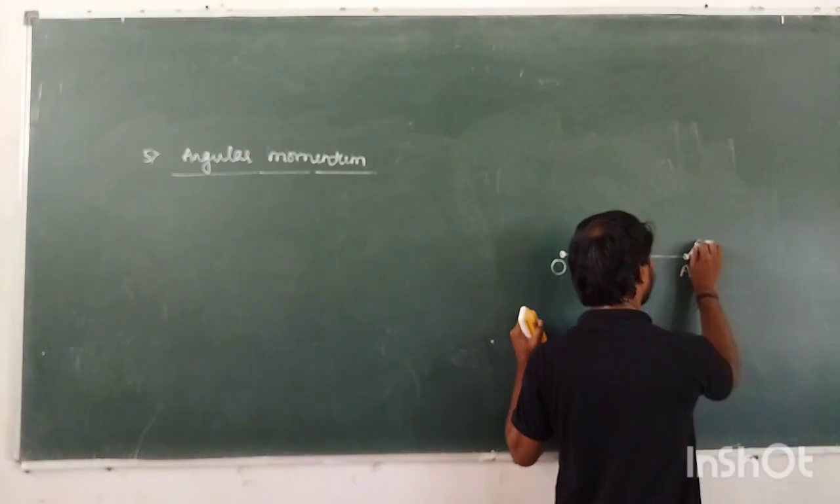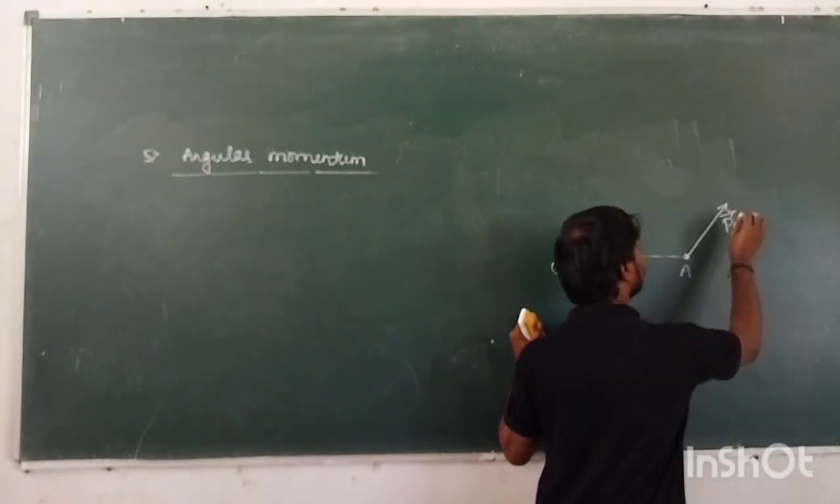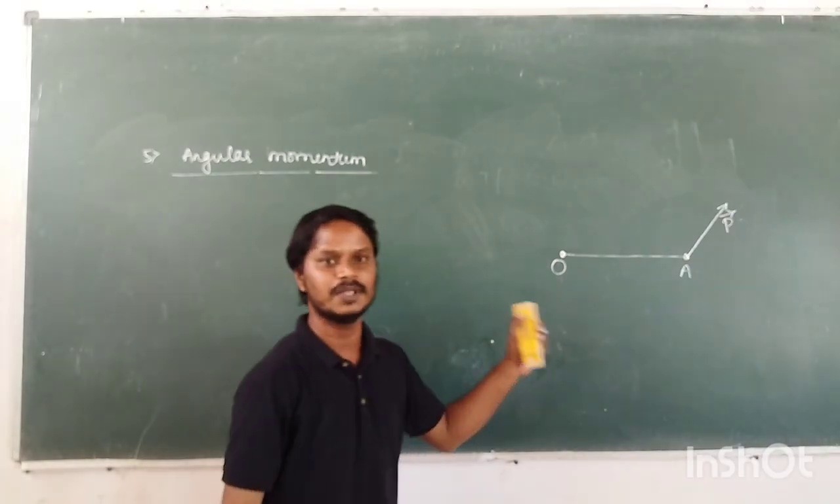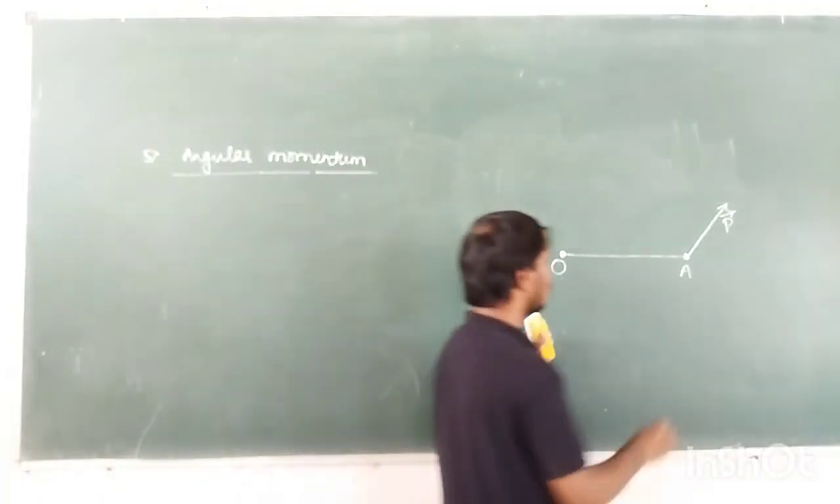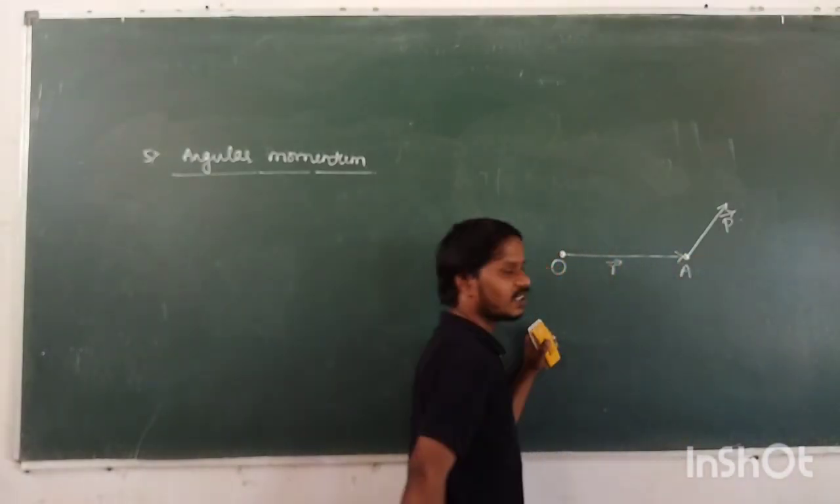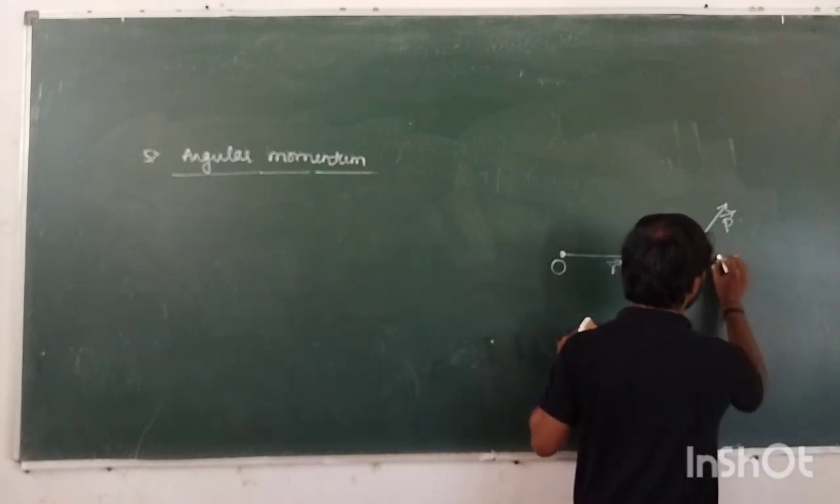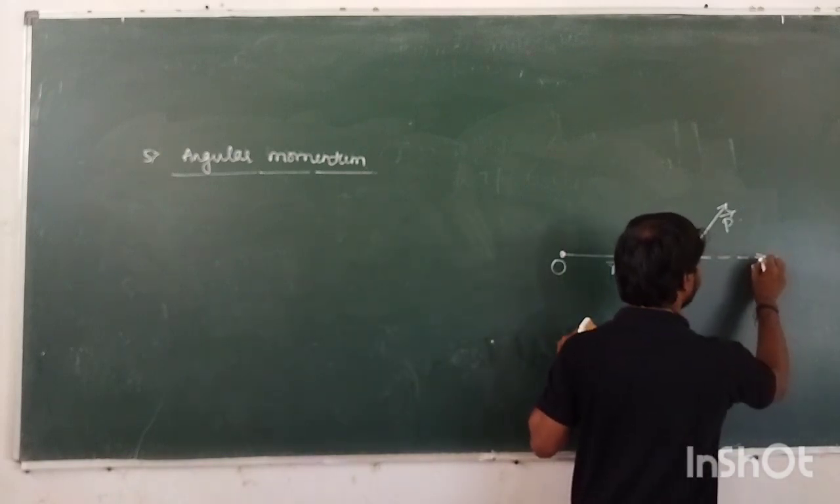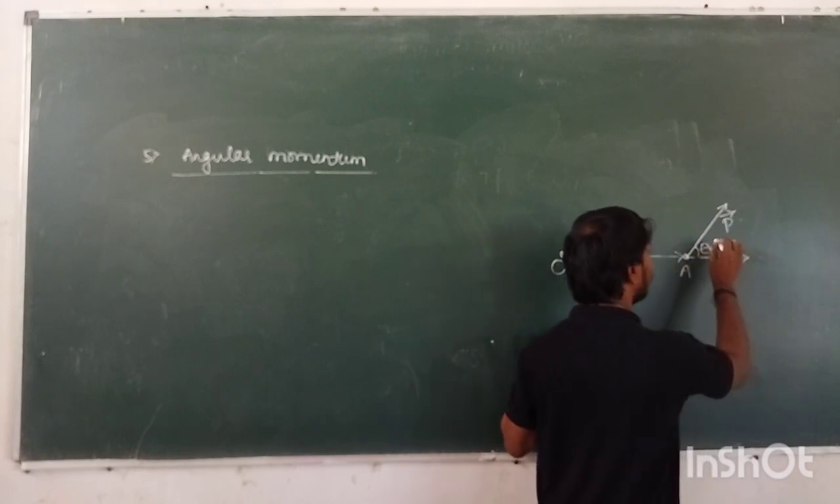Then, in the direction of force, I will take momentum. This momentum can be taken as vector P. So momentum can be represented by vector P. Then this is the position vector R. What is the angle between the position vector and the momentum vector? That can be taken as theta.